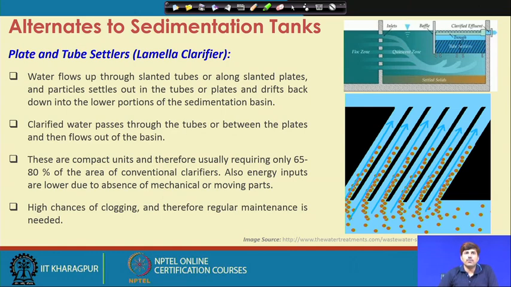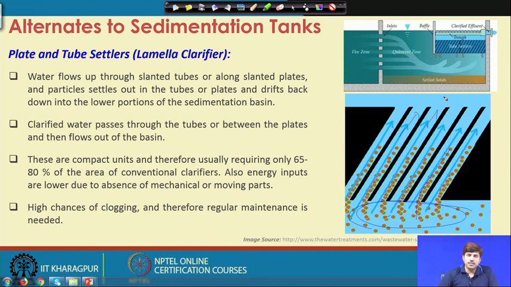So, what happens is that water flows through these slanted tubes or slanted plates. The water which contains particles will move up in these tubes or plates, and then the particle hits the surface and drifts back down to the lower portion and settles over here. So, the particles will accumulate, settle and drift down here, whereas your water can easily flow up. So, clarified water passes through the tubes or between the plates depending on whether it is a tube settler or plate settler, and then flows out of the basin.